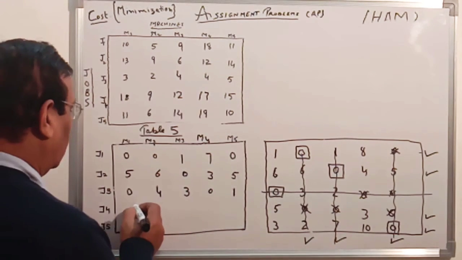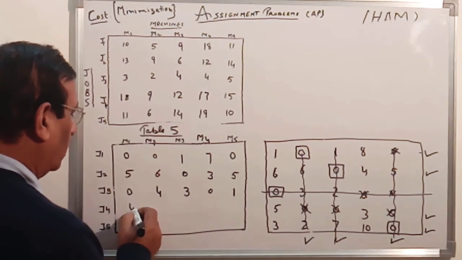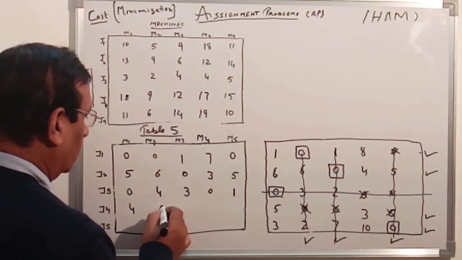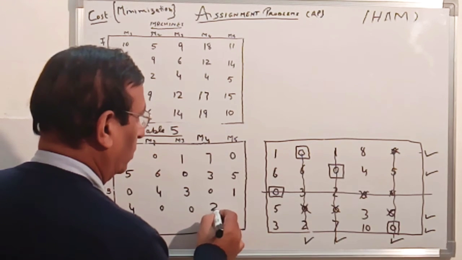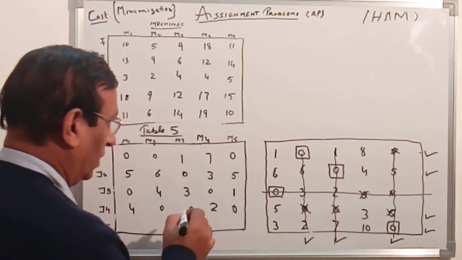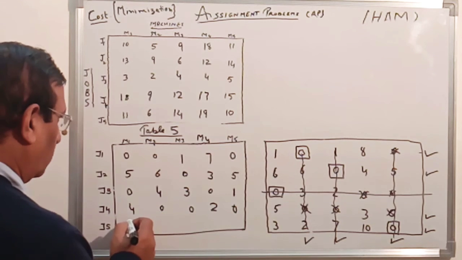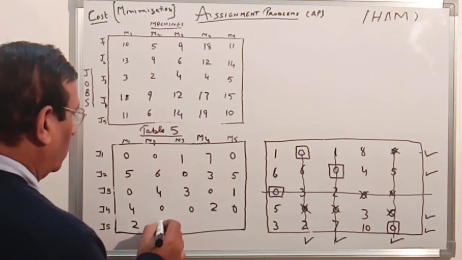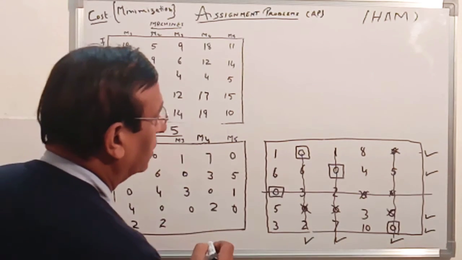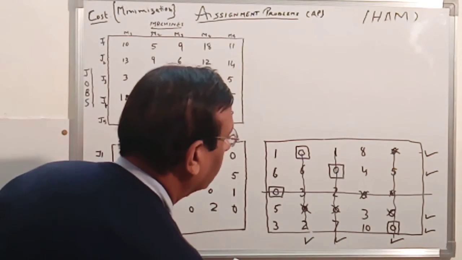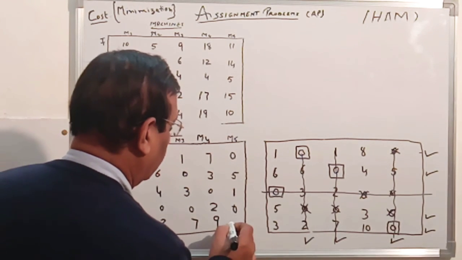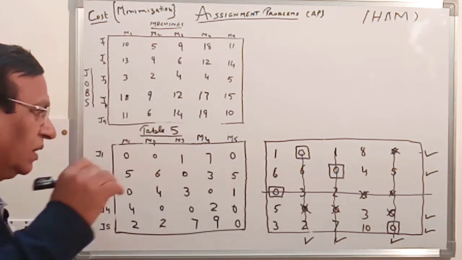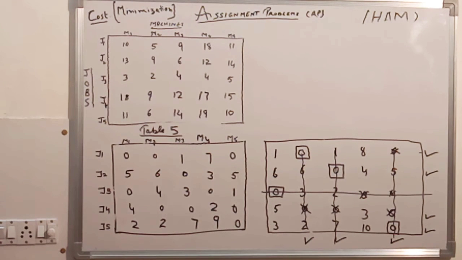Now next, 5 minus 1, 4. 0 is there, no change, 0 is there, 2, 0 is there. Now 3 minus 1, 2. 2 is there, covered, simply covered, and 7 is there, 9 and 0. Now we get the last fresh table, and we will make the assignments.